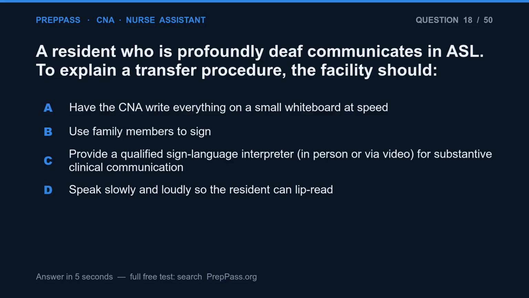Question 18. A resident who is profoundly deaf communicates in ASL. To explain a transfer procedure, the facility should: A. Have the CNA write everything on a small whiteboard at speed. B. Use family members to sign. C. Provide a qualified sign language interpreter, in person or via video, for substantive clinical communication. D. Speak slowly and loudly so the resident can lip read.